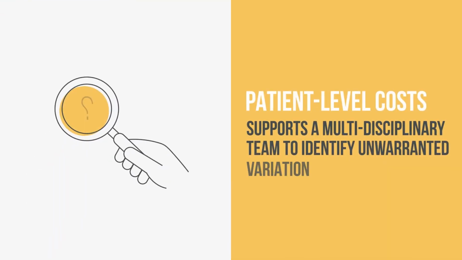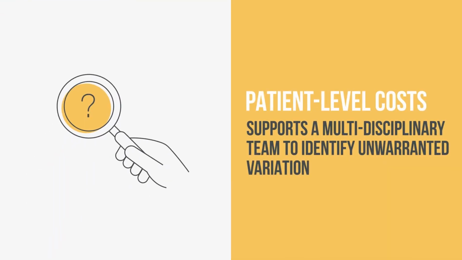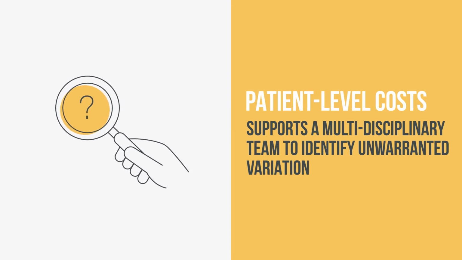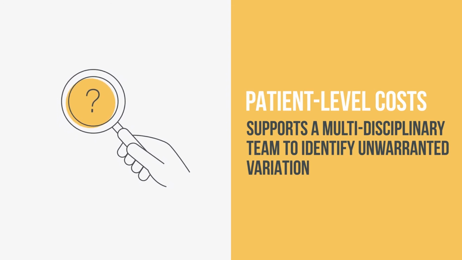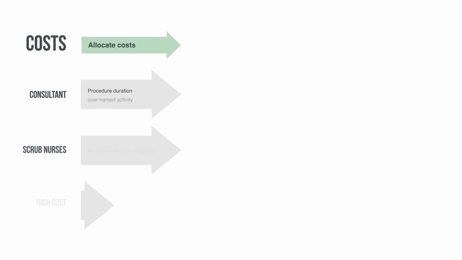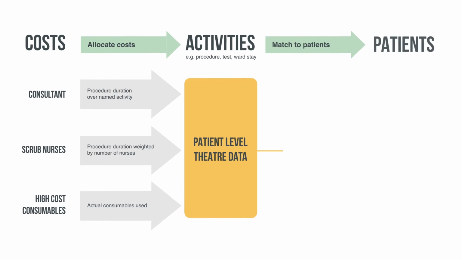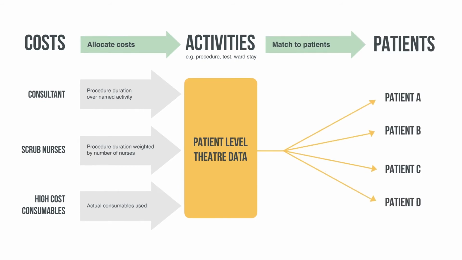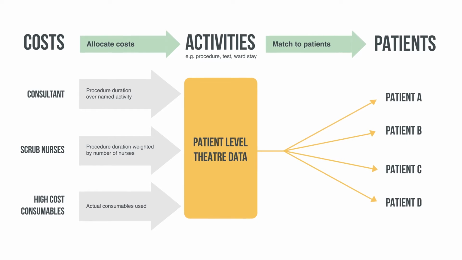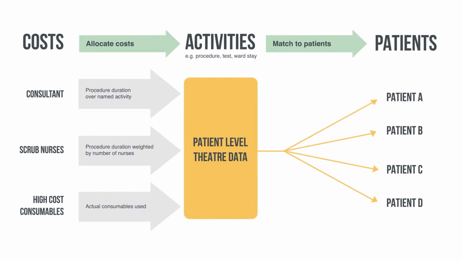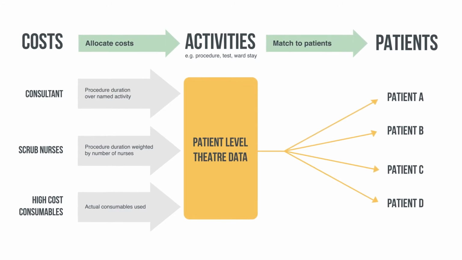Patient-level costs can now support a multidisciplinary team to identify unwarranted variation in the delivery of patient care. If inputted and recorded accurately, patient-level costing can identify individual drug administrations or prostheses and match them to individual events. Similarly, other costs, such as operating theatre overheads, can be allocated based on the actual length of time it takes for a patient to undergo their operation.